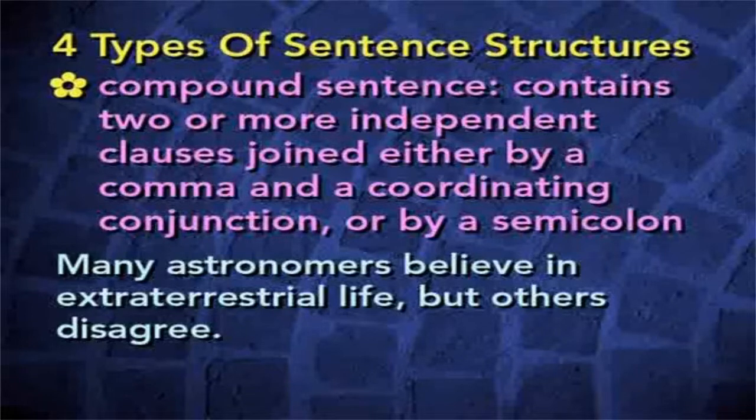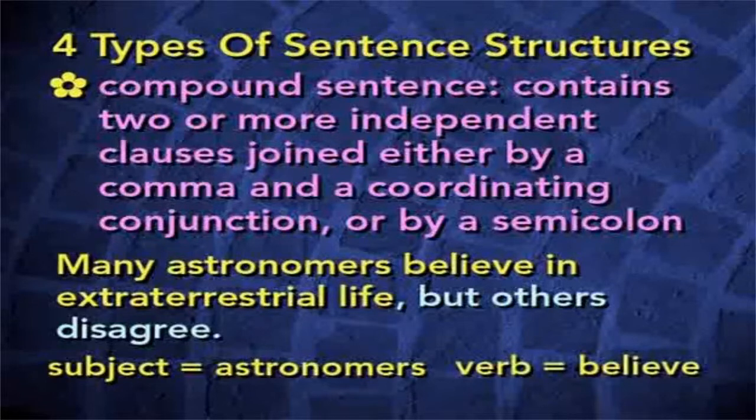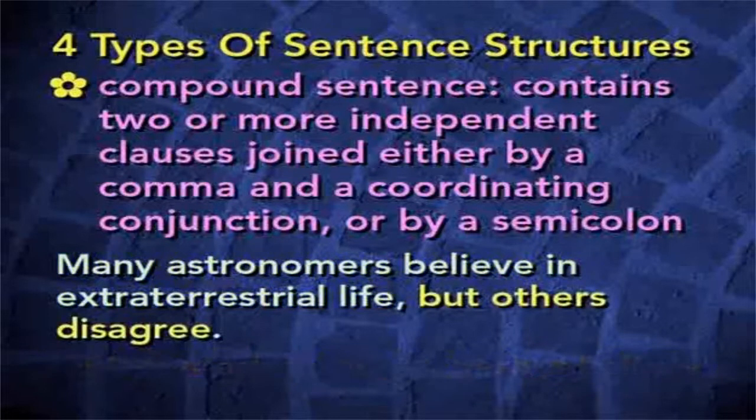The first independent clause is, many astronomers believe in extraterrestrial life. The word extraterrestrial means life outside of this planet, outside of the Earth. That could stand alone as a sentence. It's an independent clause. It contains the subject, astronomers, and the verb, believe, and it could stand alone as a sentence. Then we have the clause, but others disagree.